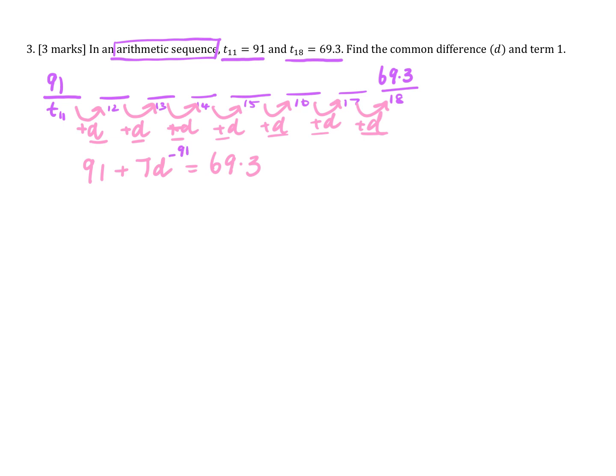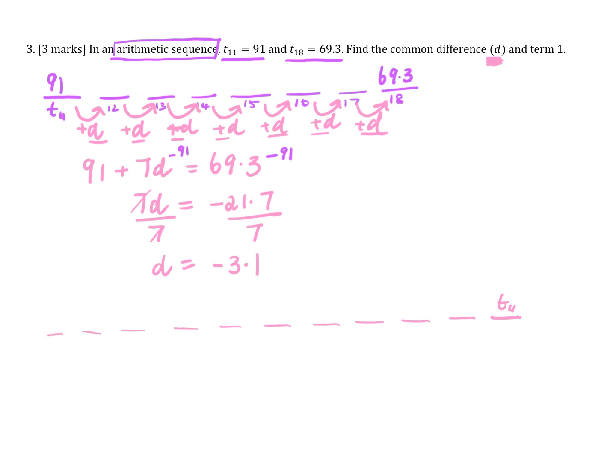Well, I'm just going to solve that equation. I'm going to take 91 off both sides. Then I get 7d equals 69.3 minus 91, which is negative 21.7. Divide both sides by 7. That gives me d is equal to negative 3.1. Okay, so I found what d is. Now I need to find what term 1 is.